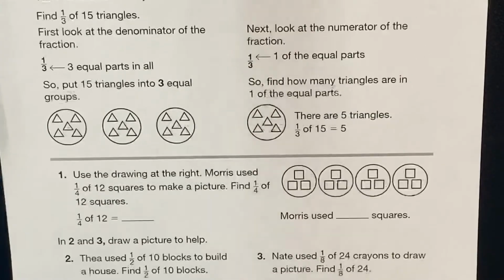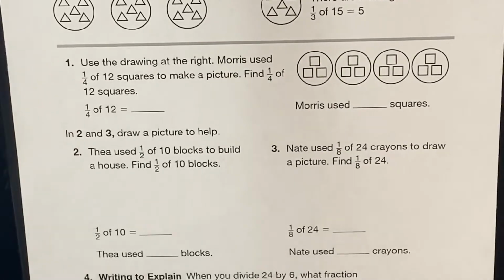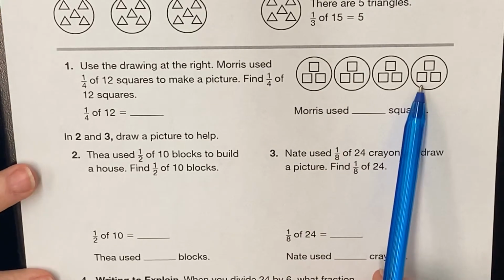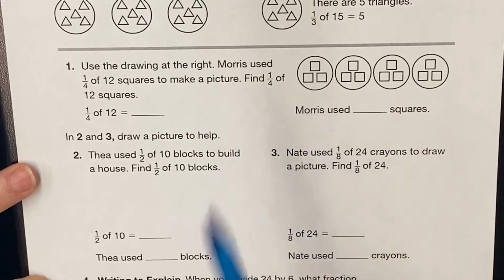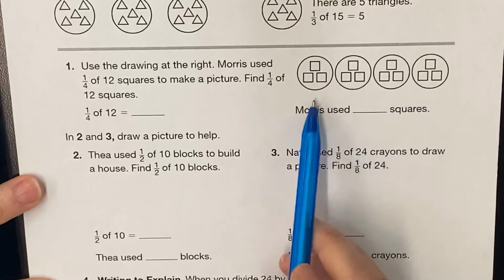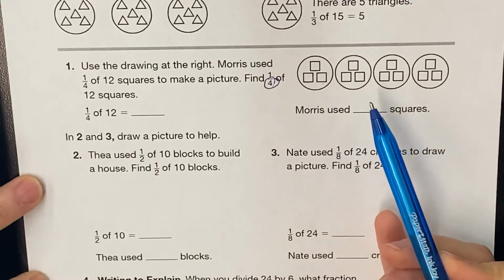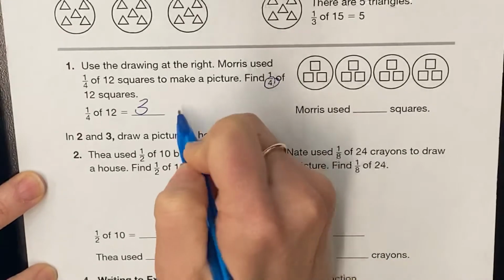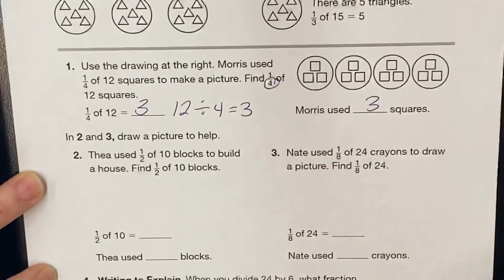All right, let's move to the worksheet. Reteaching 9-4. The top is just giving you an example of what we just did. So let's go down to number 1. Use the drawing at the right. Morris used 1/4 of 12 squares to make a picture. Find 1/4 of 12 squares. Okay, so we're going to use this picture. There are 4 groups because our denominator is 4. So we're going to count how many is in one group. 1, 2, 3. Okay, you could also solve that problem by 12 divided by 4 equals 3. So Morris used 3 squares.